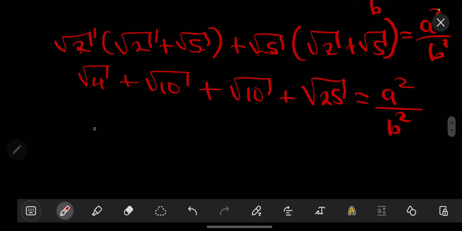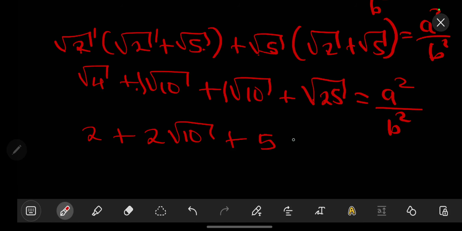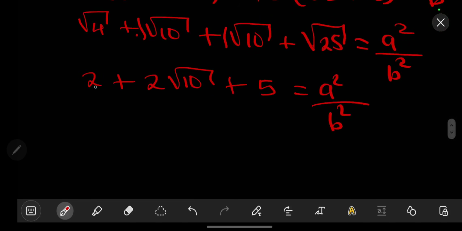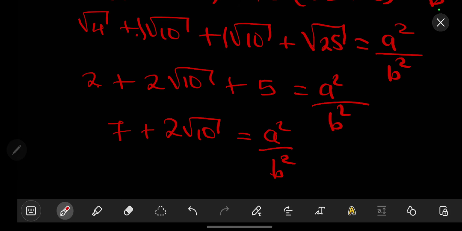So this will give us the square root of 4 is 2 plus, and how we add radicals is that we just add what is outside. Outside there's 1, so 1 plus 1 will give us 2. Then we have the square root of 10, like that. Then we have plus the square root of 25, taking the positive, it's 5, should be equal to a squared over b squared. So 5 plus 2 gives us 7. So we can write 7 plus 2 square root of 10, like that, should be equal to a squared over b squared.